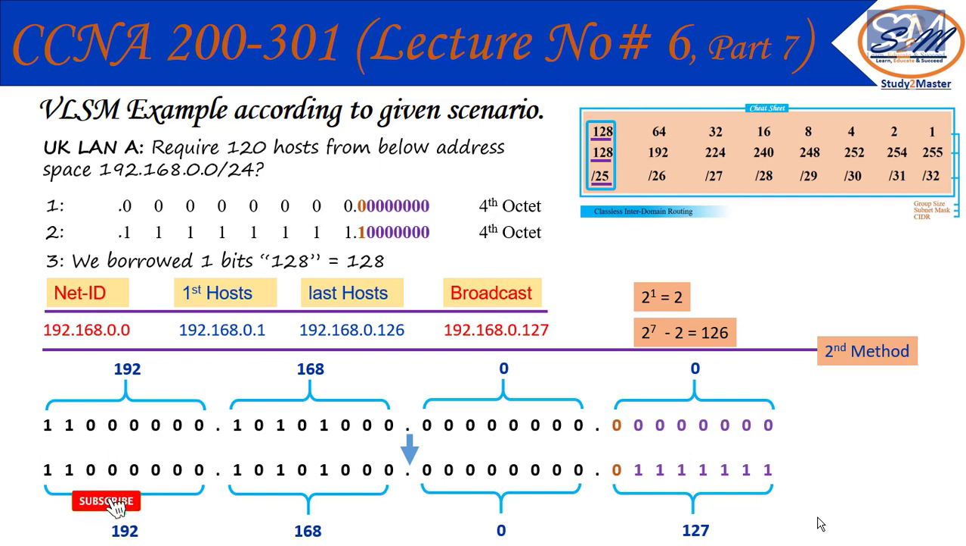The second method is the same; I gave you our second method as well. If you prepare yourself with the first method or with the second method, both are the same. The second method is to convert a decimal number into binary and vice versa. So 192 is equal to 11000000, and 168 is equal to 10101000, and the rest of them. So it is the second method.